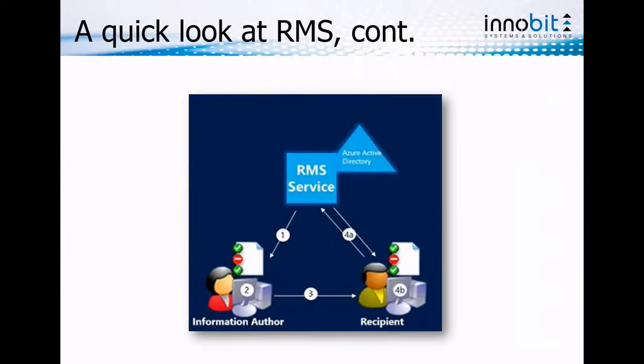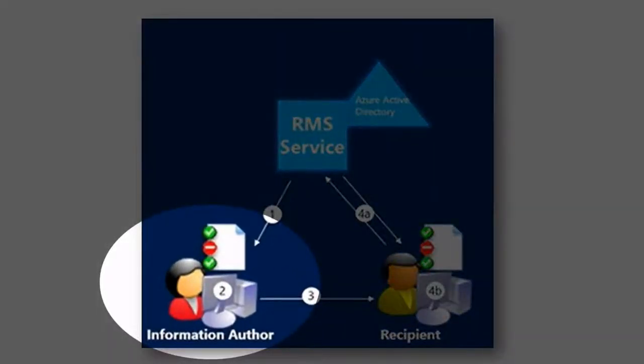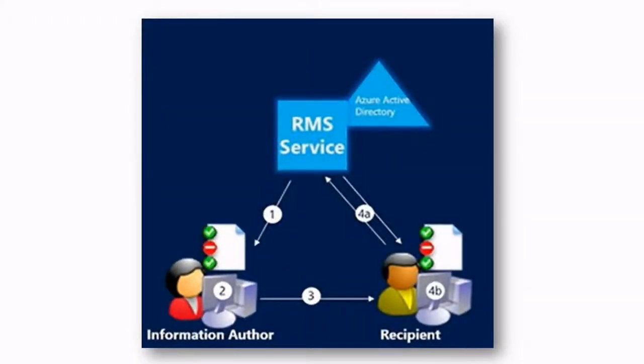So just looking at how that works, basically the author will set the permissions on the document and it will be encrypted with an RMS key. The author will then send that document onto a recipient, and when the recipient opens that document, they will be authenticated through the RMS service through Azure Active Directory. Once they have been authenticated, they will then receive the decryption key and be able to view the document.